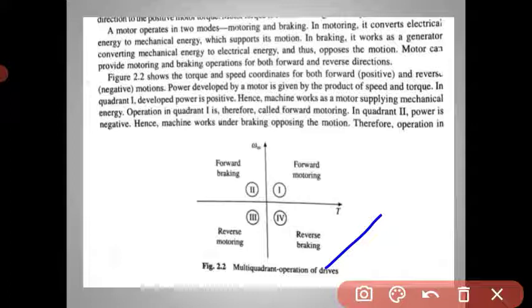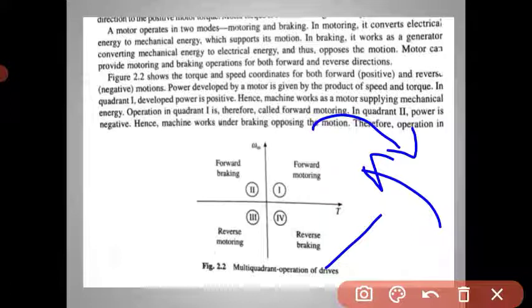In motoring, it converts electrical energy to mechanical energy, which supports its motion, meaning it rotates. In braking, it works as a generator, converting mechanical energy to electrical energy, and thus opposes the motion. A motor can provide motoring and braking operation for both forward and reverse directions. If the motor is rotating in the forward direction, it provides motoring operation in the clockwise direction, and braking operation is also provided. Similarly, in the reverse direction, braking is also obtained.